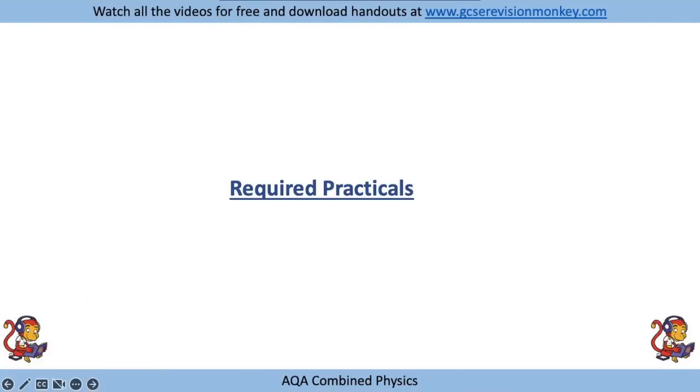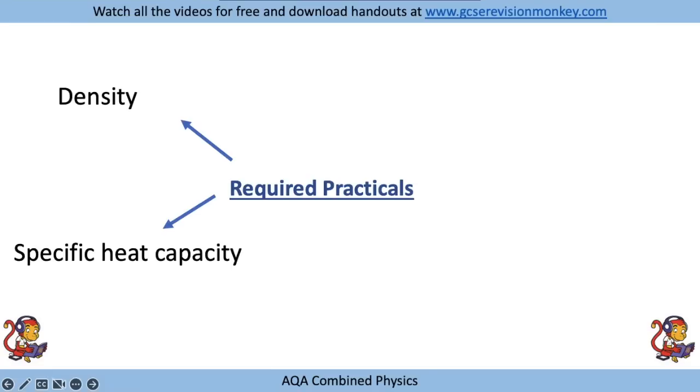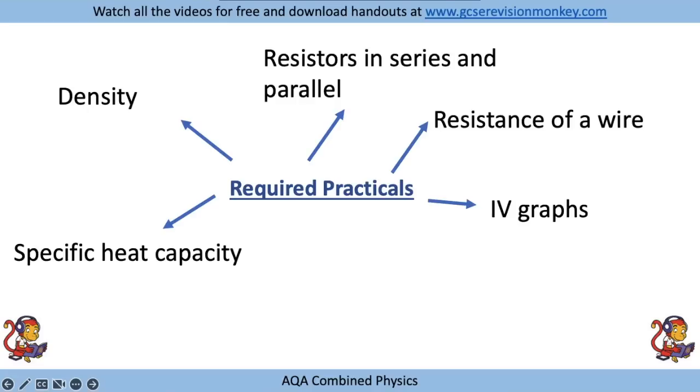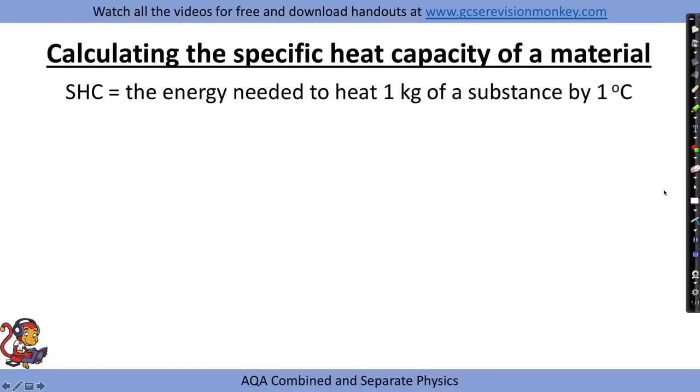The required practicals for Physics Paper 1 are specific heat capacity, density, resistors in series and parallel, resistance of a wire, and IV graphs. In this practical, you'll be calculating the specific heat capacity of a material.